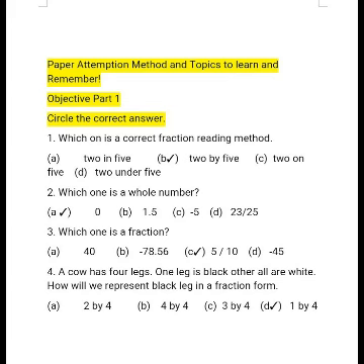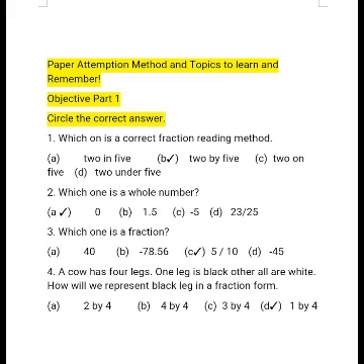Now number 2. Which one is a whole number? A, 0, B, 1.5, C, -5, D, 23 by 25. A is correct, 0 is a whole number. If you have any trouble understanding, you can consider the previous section of this video. You can listen to this video again and again to grasp the concept of any term.